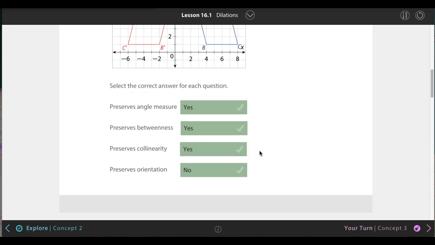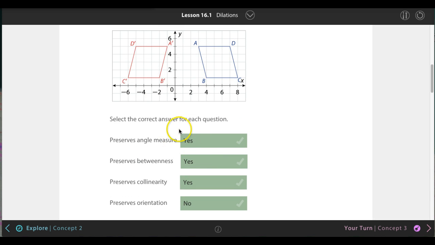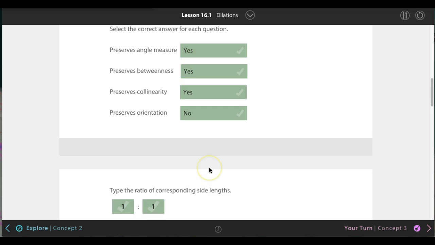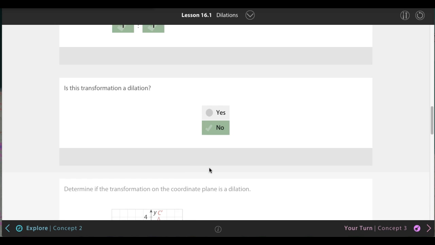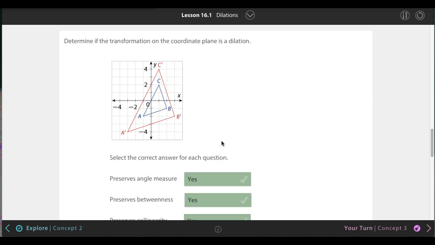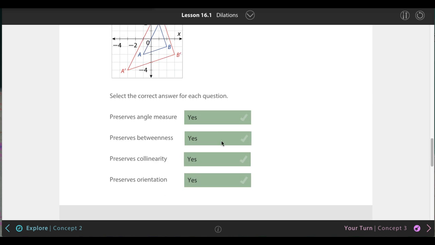And of course you know that the answer is no, because the angle measure seems to be the same. Betweenness, in between all of this, they look the same, right? Collinearity, it looks the same, right? The line length, the line measure. Preserves orientation is different, because this one is facing this way, but this looks like a reflection, right? There's a line right here in the middle, and if you fold it in the middle, these two would map onto each other. So does it face the same way? No. So we know that this is not a dilation. So that's a no. But over here, we know that the answer is a yes.